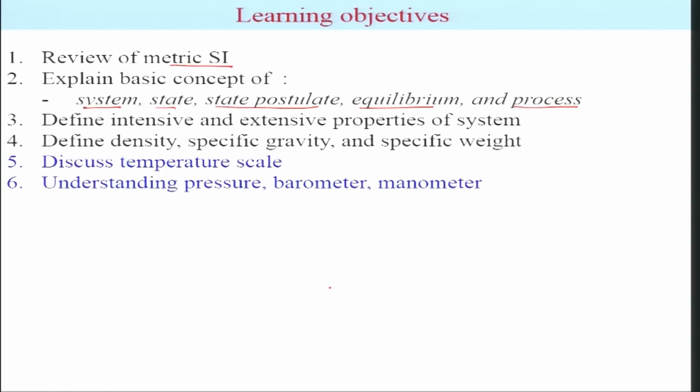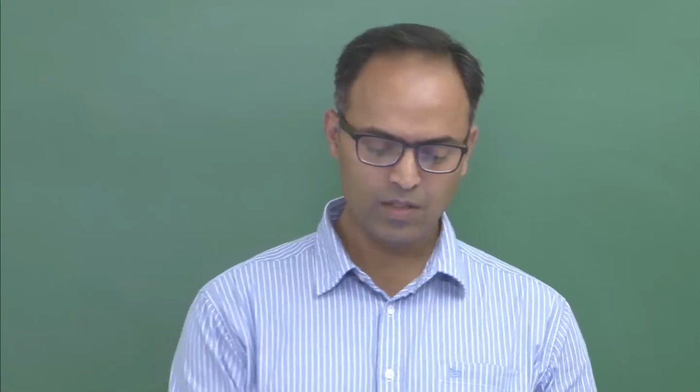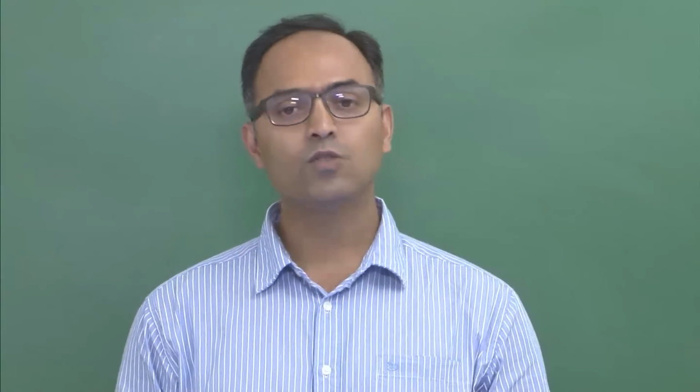We already defined intensive, which essentially is not dependent on the size or the system volume, and extensive, which depends on the mass or volume. The example of intensive is temperature and pressure, and extensive would be volume itself, right, or mass. And then we have defined density, specific gravity and specific weight. You can turn any extensive variable into an intensive variable by dividing by mass or volume.